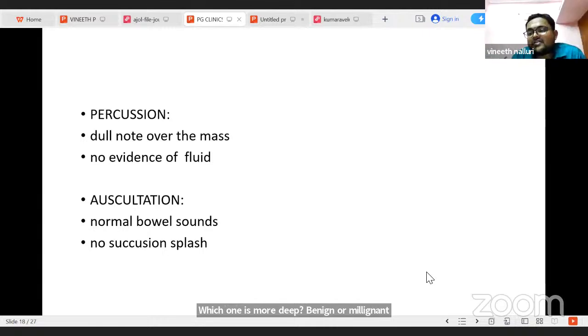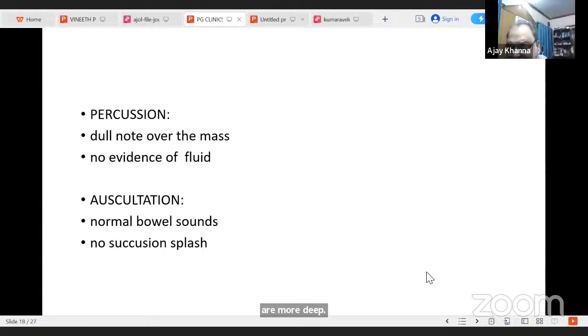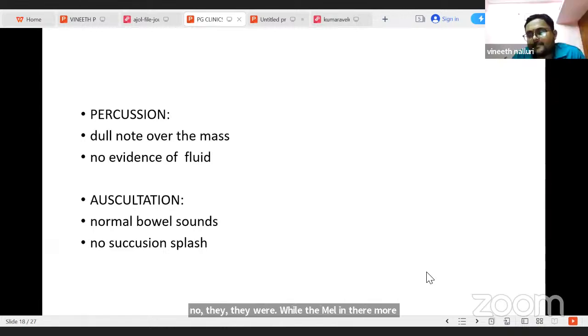Sir, benign ulcers are more deep, and malignant ulcers are more flat. Yes, sir. Benign ulcers are excavated, while the malignant ones are more proliferative type. Yes, sir. So all these are differences between a benign and a malignant ulcer.